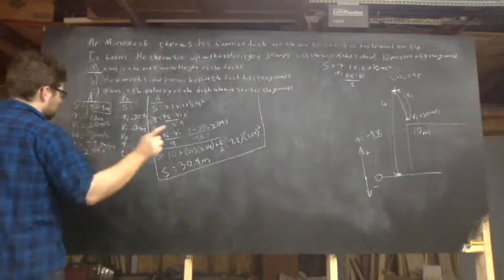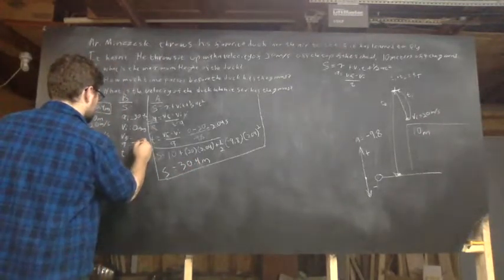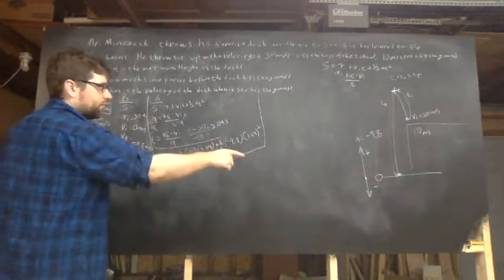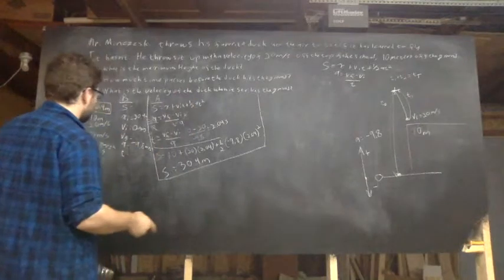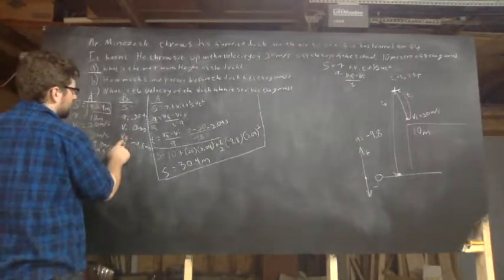My acceleration is always going to be the same because it's a free fall. It's going to be constant, negative 9.8 meters per second squared. My frame of reference stays the same throughout the whole problem. I'm looking for T, and in part C, I'm looking for Vf.